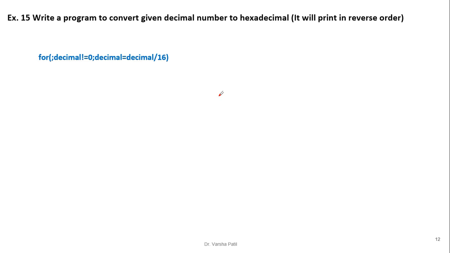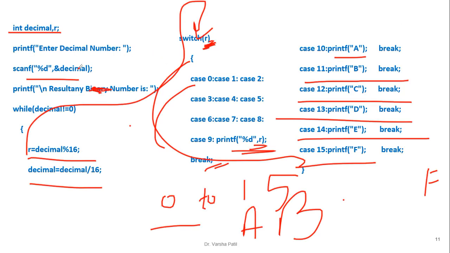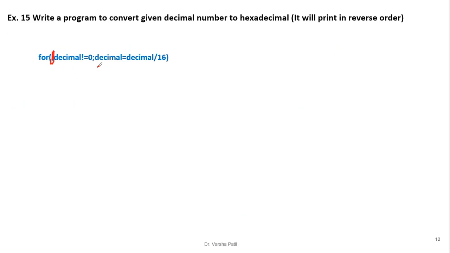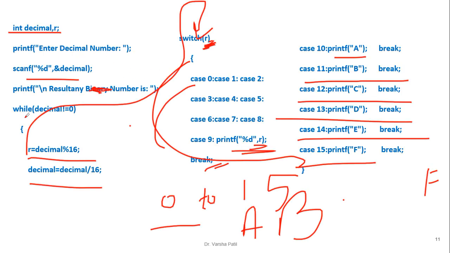Now if we want to convert this program using the for loop, the only change is that there is no need to take the initialization, because we have already accepted the decimal. While decimal is not equal to 0, decimal is equal to decimal divided by 16. So only this statement will change, otherwise the program remains the same.